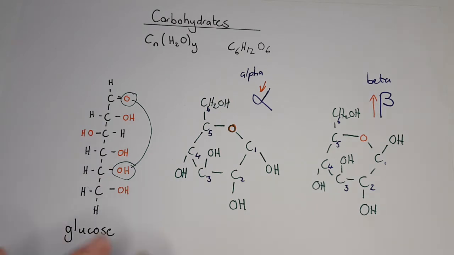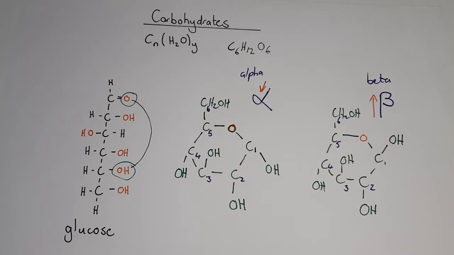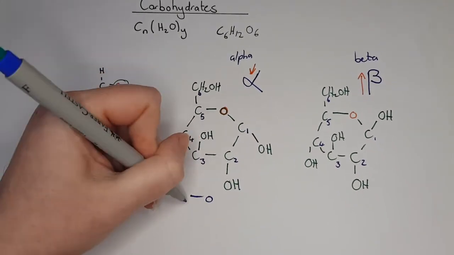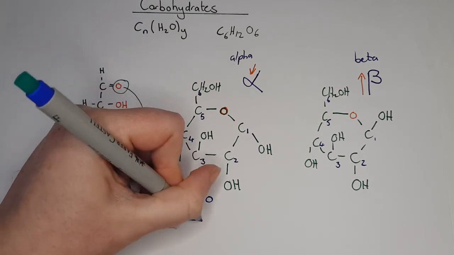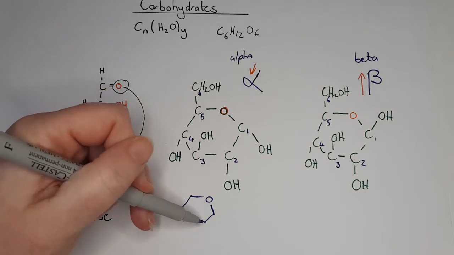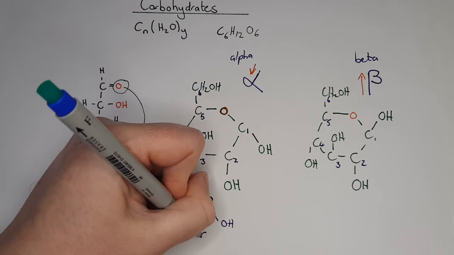Now we can draw that ring structure without the carbons in there. So we can just show the oxygen, and then you show each of the carbons as a point, because each one of those is a carbon, and then you can fill in the OHs.